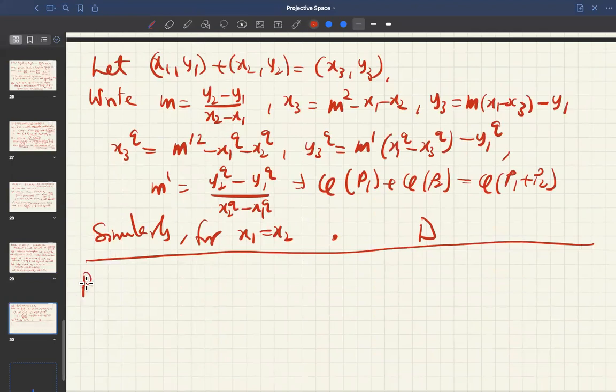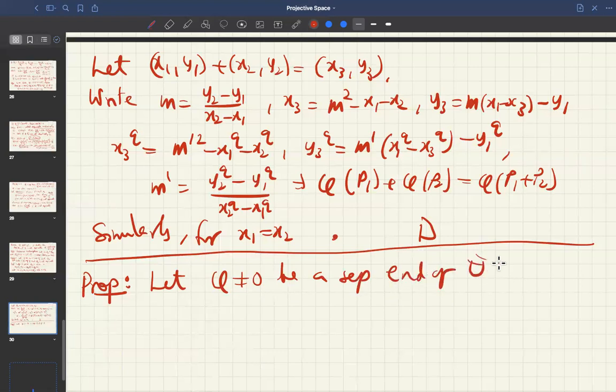Let me state the following proposition. Why we are introducing this separable endomorphism: let phi not equal to 0 be a separable endomorphism of E over K, where E is the elliptic curve defined over K. Then the degree of phi is equal to the number of elements in the kernel of phi.